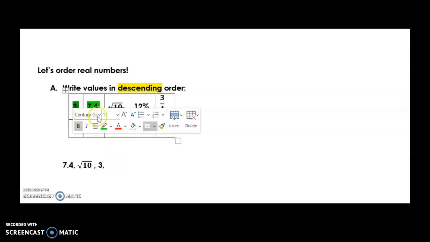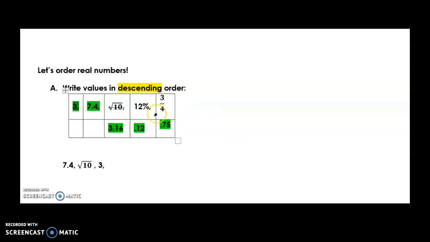And again, it is my original version of the number, so I can keep it. 12%, 30 or 3/4. Looking at our decimal values, 3/4 is actually larger. So again, feel free to copy and paste. I pasted it way over there.